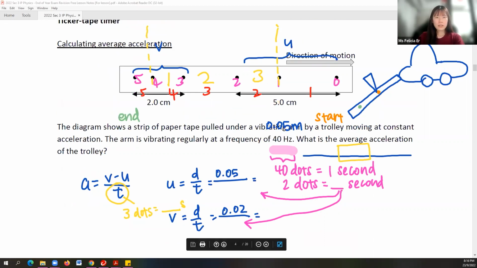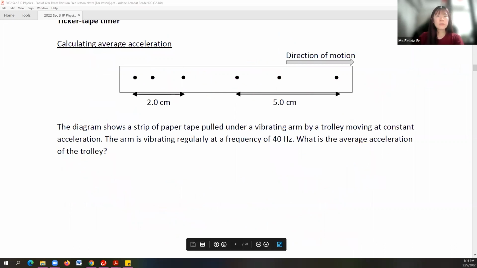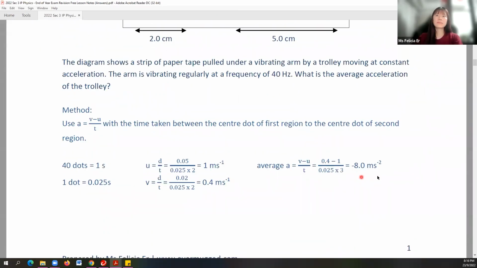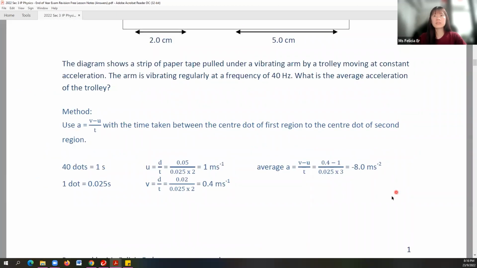Since slightly more than half of the class has completed, I shall review the answer now. The correct answer will be this, negative 8.0 meter per second square. Did the rest of you manage to get the correct answer also? As shown in my working just now, as long as you sub in carefully, it should be correct. So 2 dots, and over here for the time here is 3 dots. Then V minus U over T, final minus initial. Done.